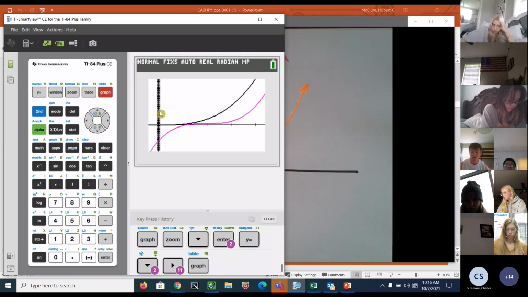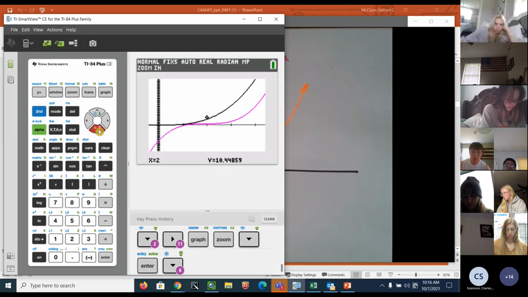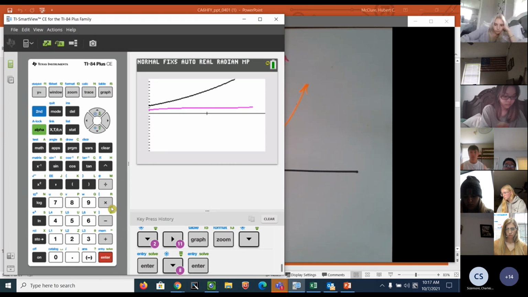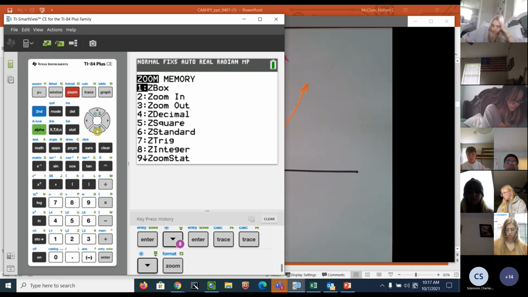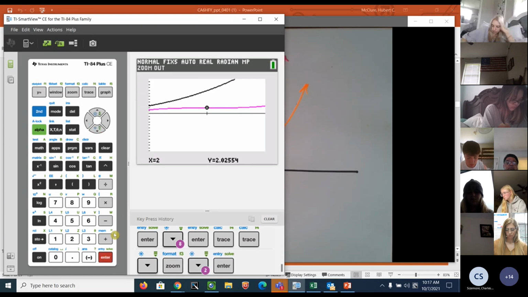So I'm going to zoom in one more time, right there. And I'm going to do a trace. Yeah, there it is. y is equal to 2. So you just can't see it. And the original is at a y-intercept of 0, so you just can't see it. Let's see if I can zoom out one more time. See if I can show you that.